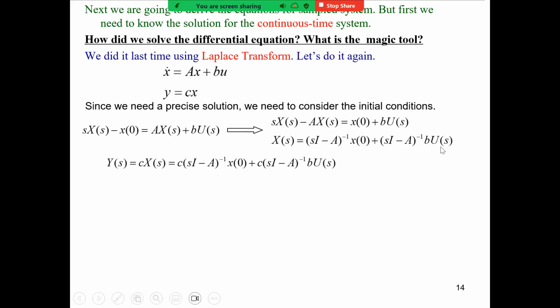Then once we have this X in the S domain, we can also get the output, right? Output is just C times X. But this is the solution in the S domain. We want to get the solution in the time domain. Then we need to know what this (sI minus A) inverse is.